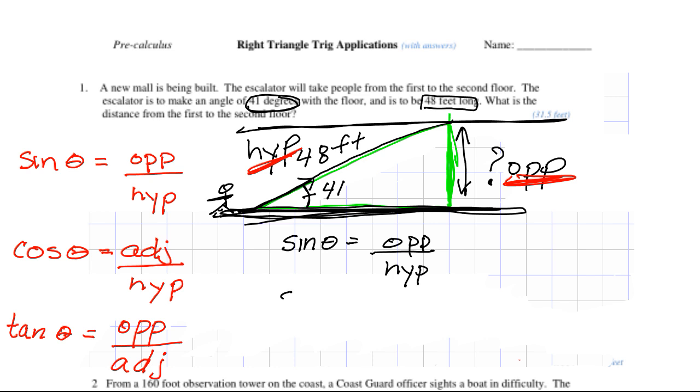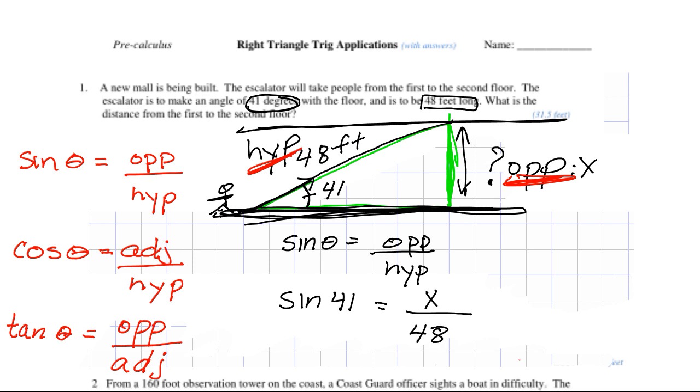Now let's fill in the numbers. The sine of 41 is equal to the length of the side opposite. Well, that's what we don't know. Instead of question mark, I'll call it x. Divided by the length of the hypotenuse, which I do know, 48 feet.